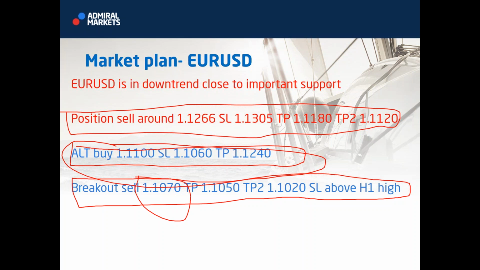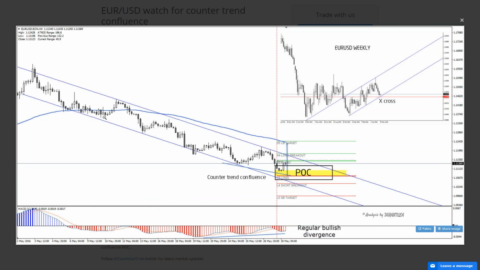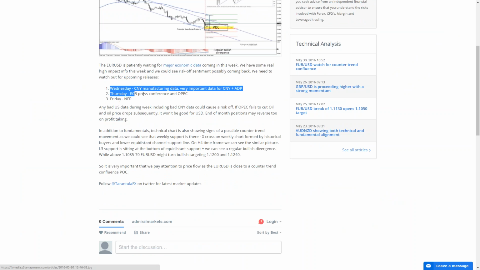Yes, NFP is this week. I was clear in this analysis. This is what you should be paying attention to. Chinese manufacturing data, it's very important data for the Chinese market. ADP, Thursday ECB press conference, OPEC, Friday NFP. So this week is full of fundamentals. Okay?